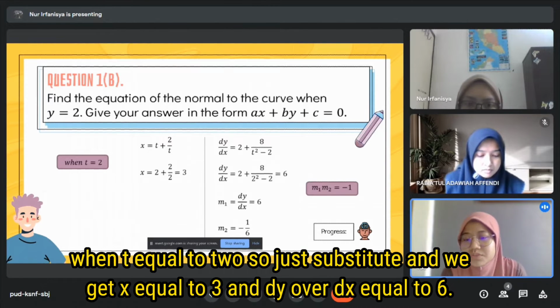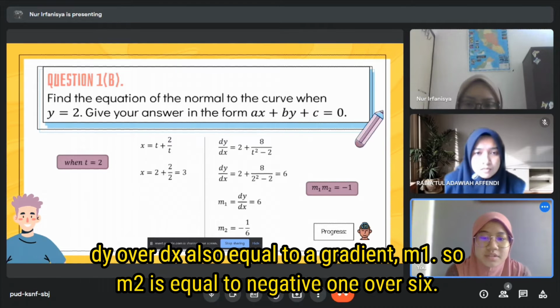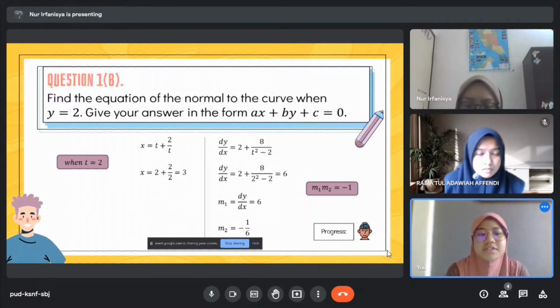When t is equal to 2, we just substitute and we get x equal to 3 and dy over dx equal to 6. And 6, dy over dx, is also gradient 1. So to find gradient 2, m2 is equal to negative 1 over 6.